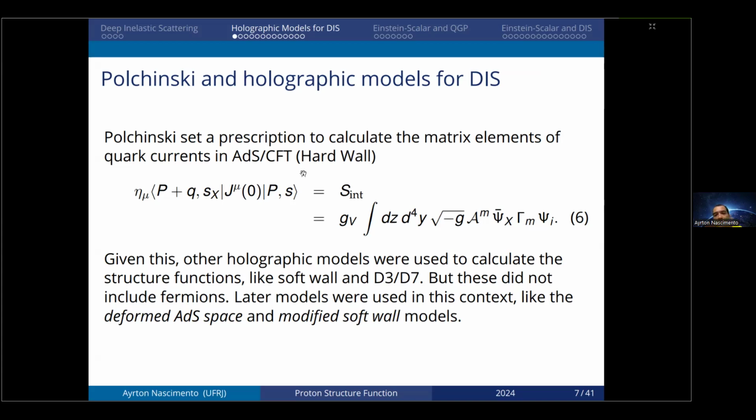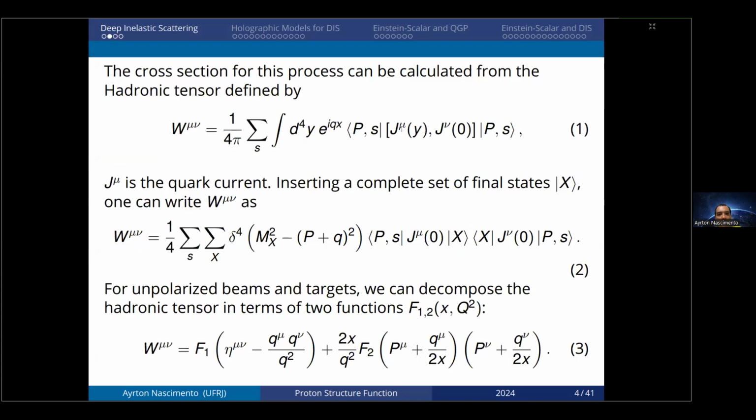But the thing is, for models like the softwall and the D3/D7, some people did that for the deep inelastic scattering problem, but the problem is that they didn't include fermions. Imagine you have a deep inelastic scattering. Let me go back a little bit over here.